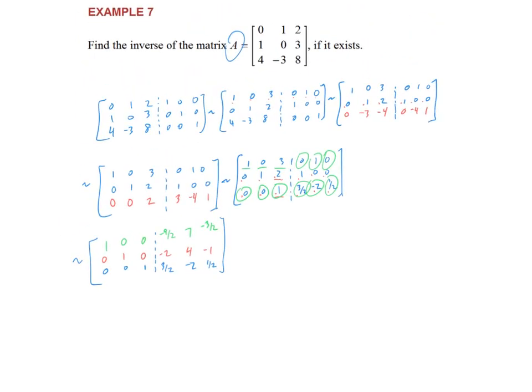Let's take a look. So, did we get the identity on the left? The answer is yes. And what those row operations produce on the right is A inverse. So A inverse is equal to negative 9 halves, 7, negative 3 halves, negative 2, 4, negative 1, 3 halves, negative 2, 1/2. That is the inverse.